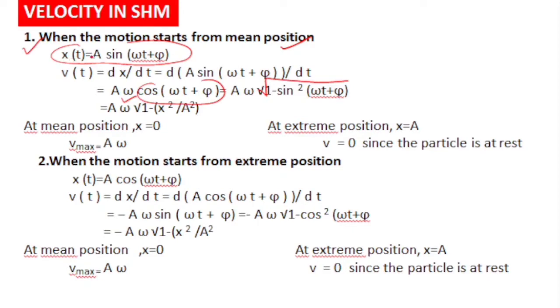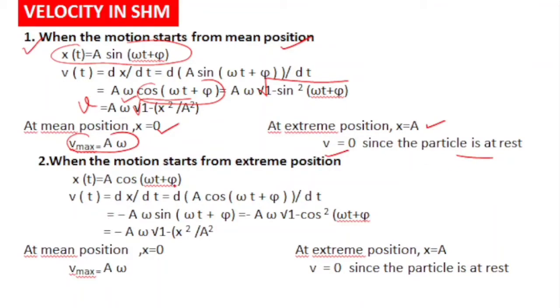This sin ωt is x by a. So in place of sin square ωt, you write x square by a square. So velocity becomes aω under root 1 minus x square by a square. At mean position, what is the value of x? x is 0, so at mean position velocity is maximum, aω. At extreme position, x is +a or -a, and velocity is 0, since the particle is at rest at that position.